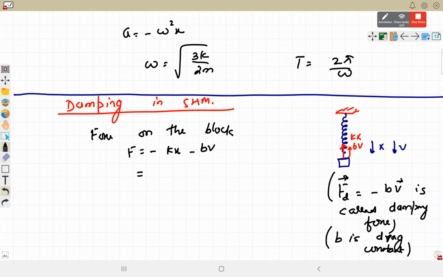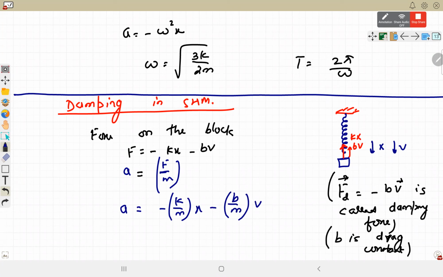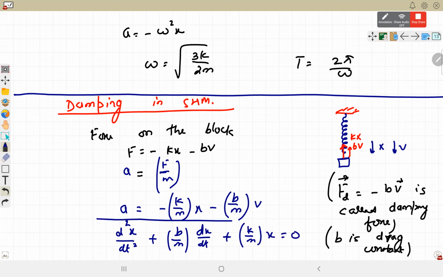Right. So we find the acceleration, and the acceleration equation is force upon mass. The differential equation will become minus k by m times x minus b by m times velocity. Acceleration is the double differentiation, velocity is dx by dt, plus k by m x. So this is a second order differential equation, which we can solve mathematically, but it is not in our syllabus. So this is the standard equation of damping.